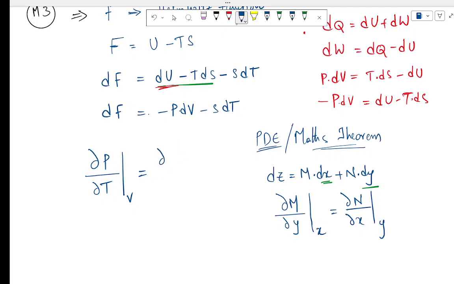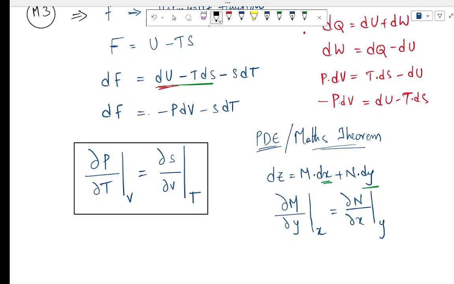And then in place of n I have s, so I have dou s, and in place of x I have v, so dou s by dou v at constant t. So dou p by dou t at constant v is equal to dou s by dou v at constant t. So that's what I have as my Maxwell relation 3. So this is my M3.